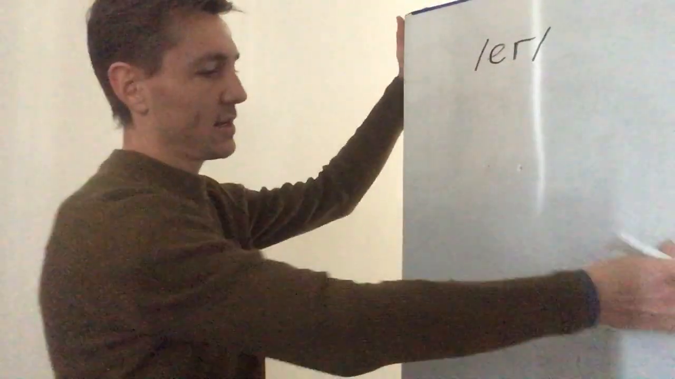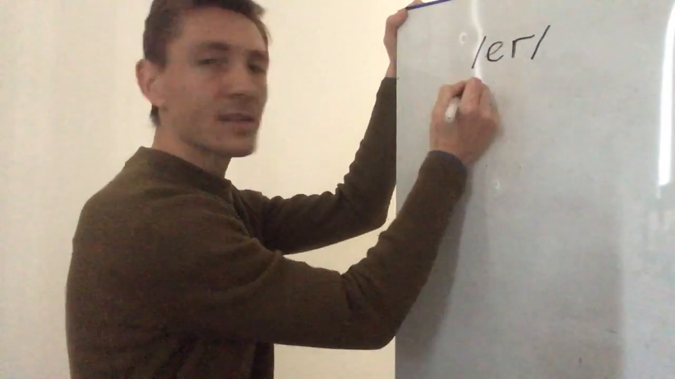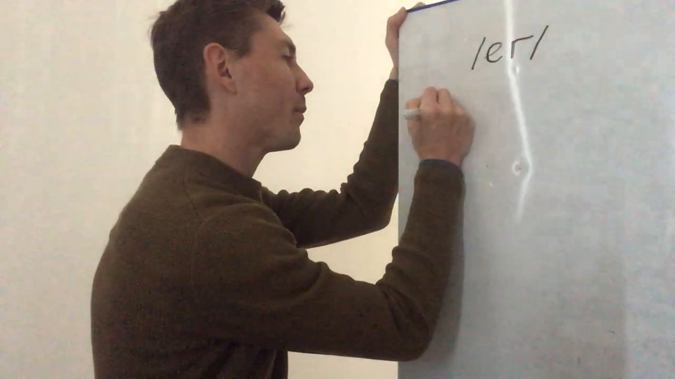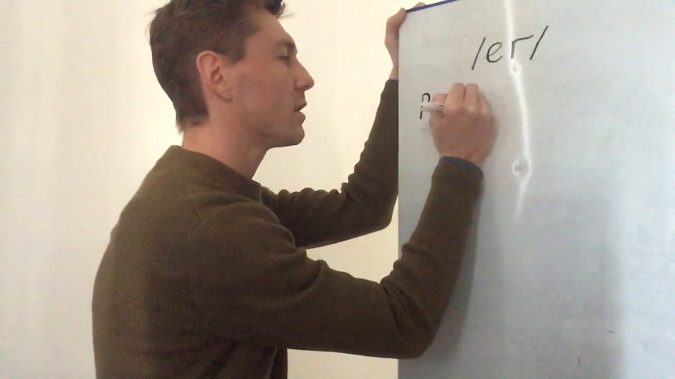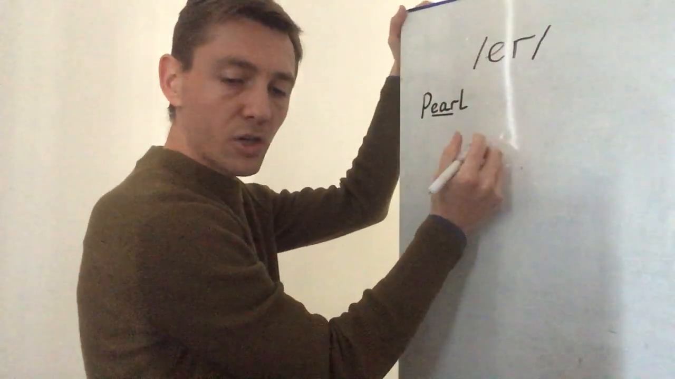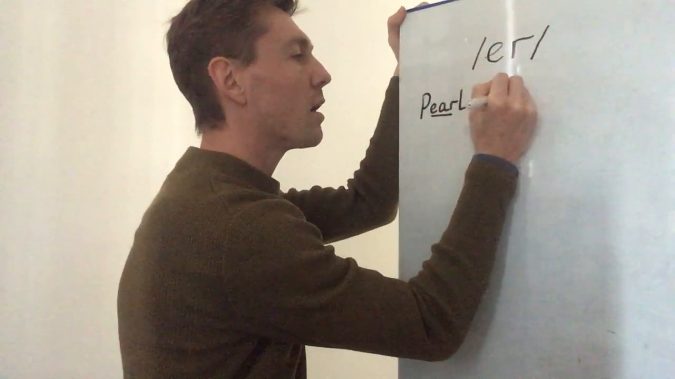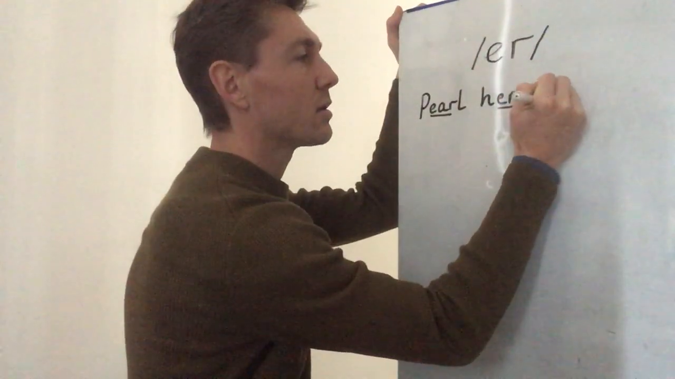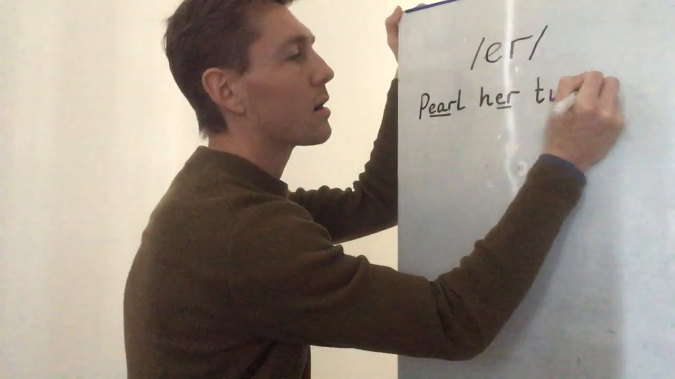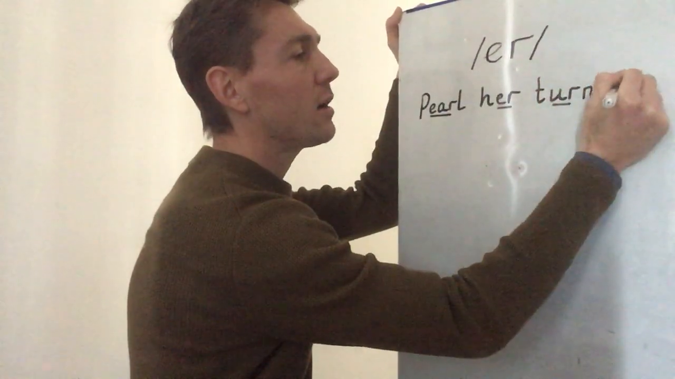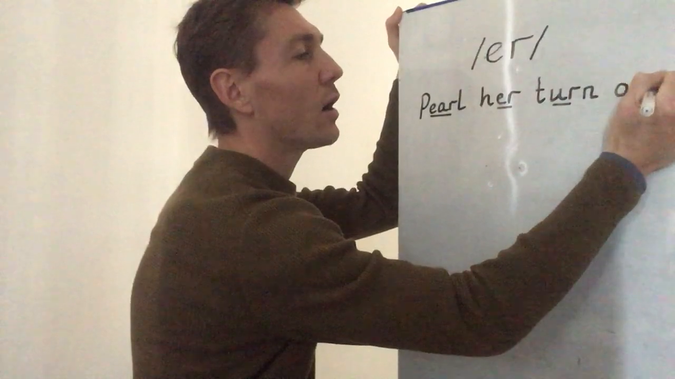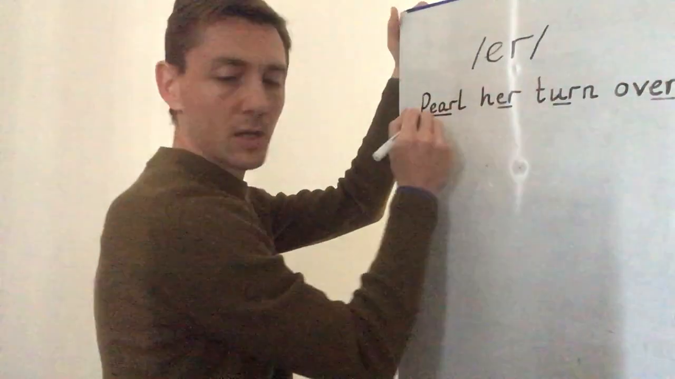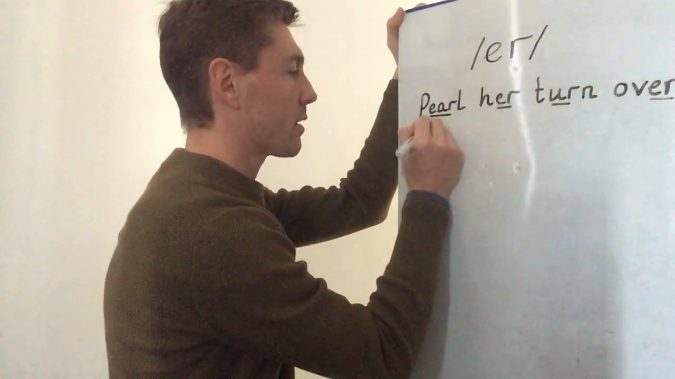Okay, so a lot there. So I'll try to use the space a bit more effectively than last time. So we've got Pearl. Pearl again. Pearl showed her how to turn over the earth.